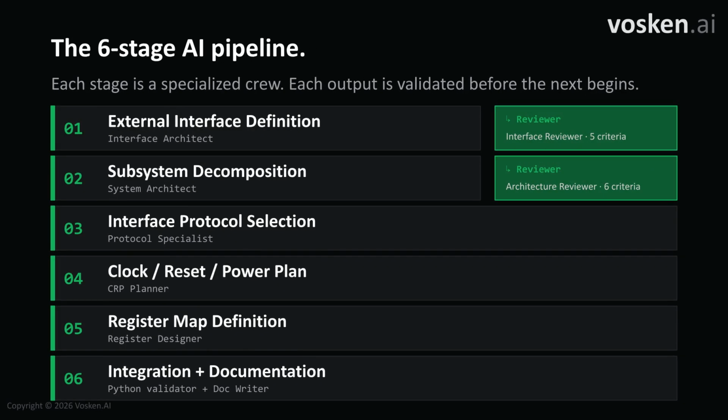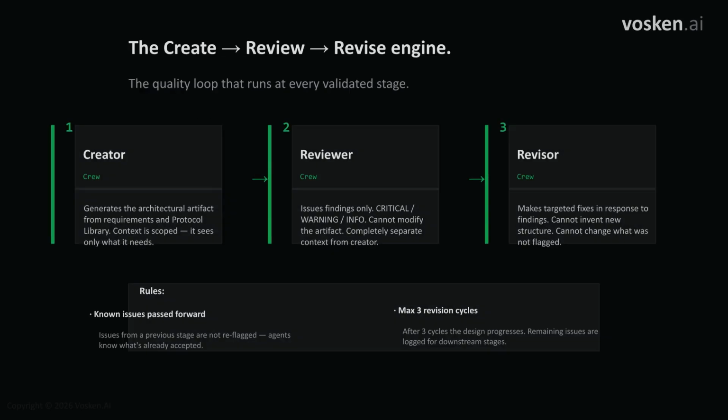Stage 2 is a pipeline of 6 specialized AI crews. Each crew receives only the context it needs, plus the outputs of the stages before it. Dedicated reviewer crews, completely separate agents, can only analyze, never modify. Stage 6 integration is pure Python code, guaranteeing structural correctness of the final output.